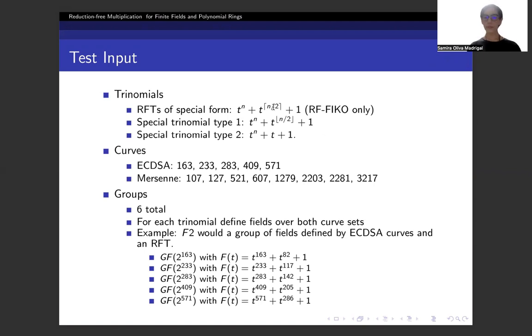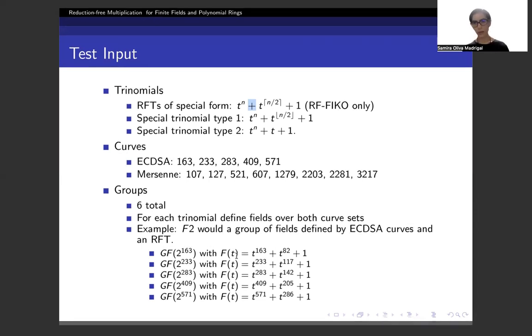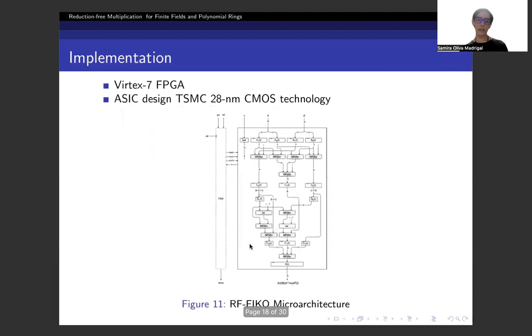We work with these trinomials that you have seen before, the last two, and this is our special trinomial, where the lower word is 1 and the upper word is a binomial of this form. We work with ECDSA curves and Mersenne primes. For each trinomial, we define separate groups for the set of curves. So F2 would define a group of finite fields for all the ECDSA curves or exponents where the defining polynomial is an RFT.